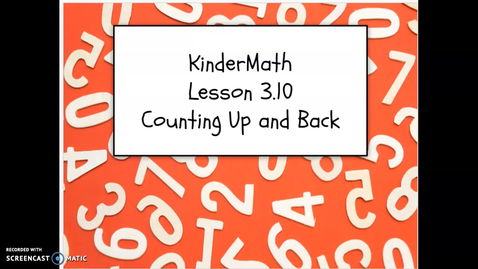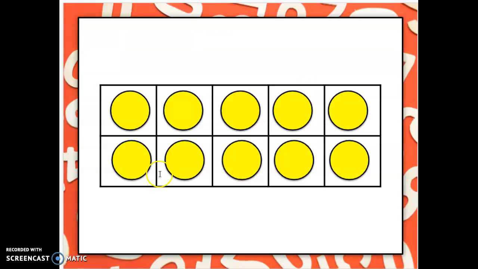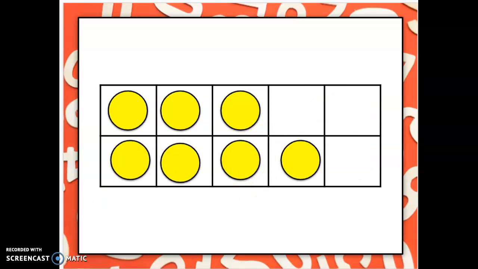Miss Bear coming to you today with our math lesson of the day, lesson 3.10, counting up and down from 10. Let's start our day by telling me how many you see in our tens frame. Hold up those fingers. That's right, there's 10 in our tens frame. What about now? That's right, 3 and 4. That makes 7. Great job.